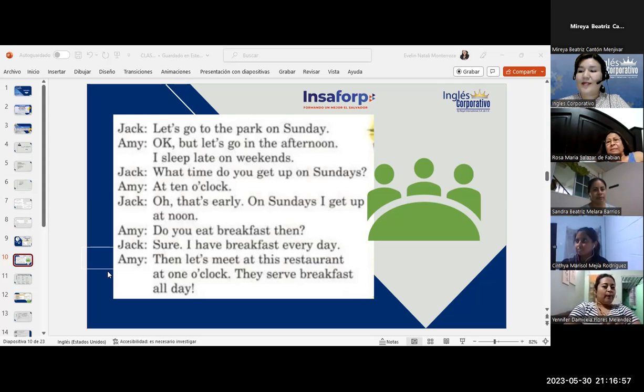Let's go to the park on Sunday. Okay. But let's go in the afternoon. I sleep late on weekends. What time do you get up on Sunday? At 10 o'clock. Oh, that's early. On Sunday I get up at noon.